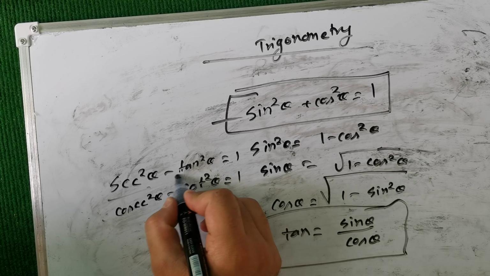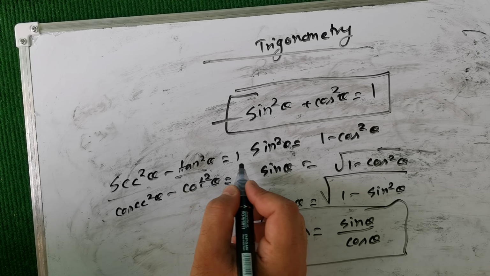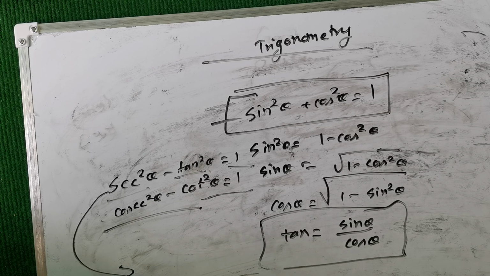Sec square theta minus tan square theta is equal to 1. Cosec square theta minus cot square theta is equal to 1. If you again want to know how it comes, then please let me know in the comment section. I will make another video for this, but it won't come in your exam.